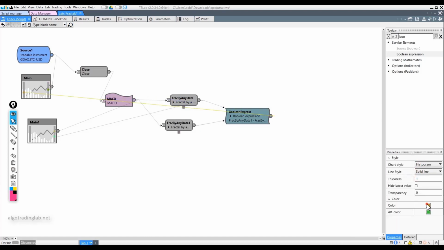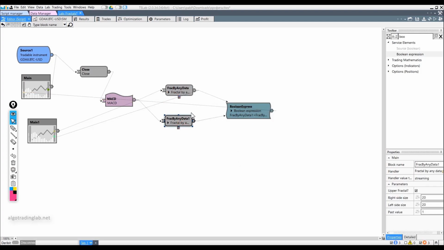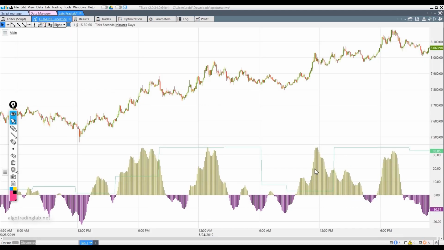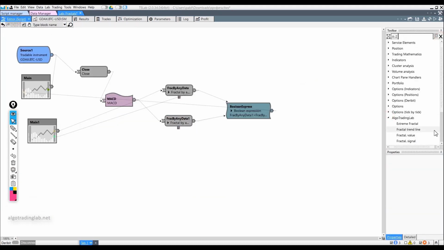Secondly, the price should rise at the same time. How do we determine whether the price has risen or not? To do this, we need to know what the price was at these two bars, this and that. Therefore, we need to know the numbers of the fractal bars that form these peaks. To do this, we are going to take the fractal by any data by number block.